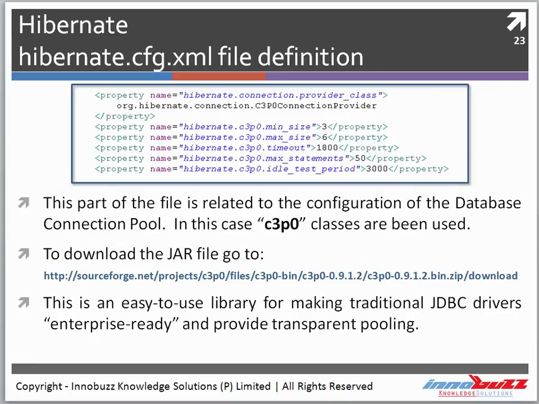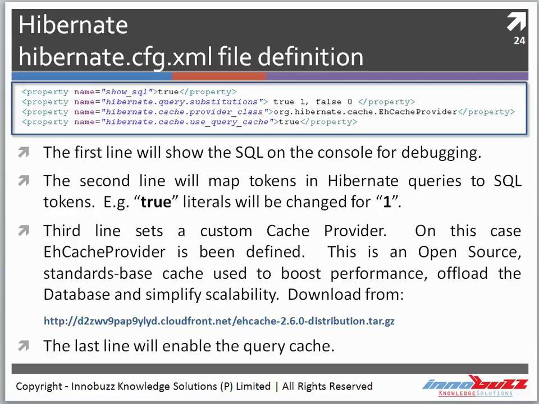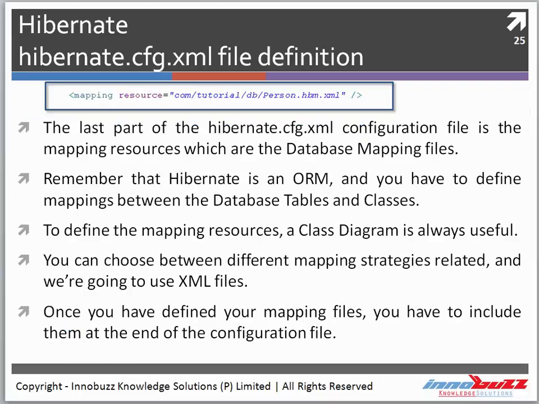Review the comments. Remember to download the jar file from the URL proposed here. Here we have the additional properties and the cache provider. Review the additional comments for each line. Remember to download the jar file proposed here. Here we have the mapping definition list as previously explained. Review the additional comments.